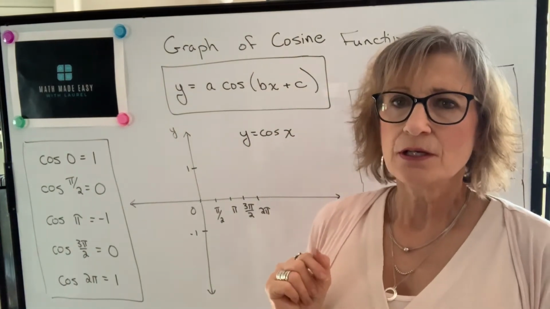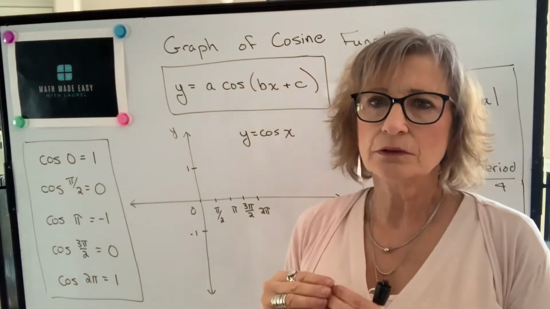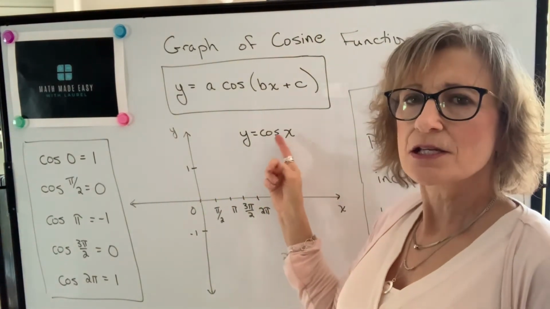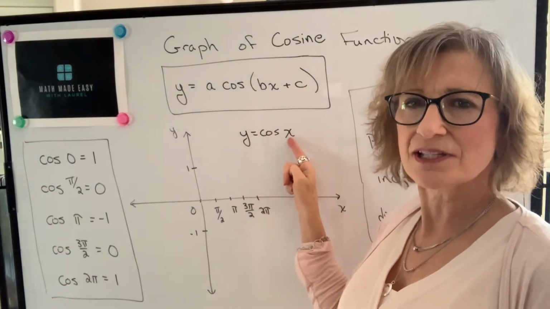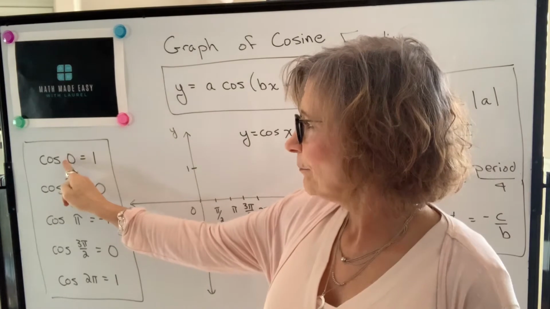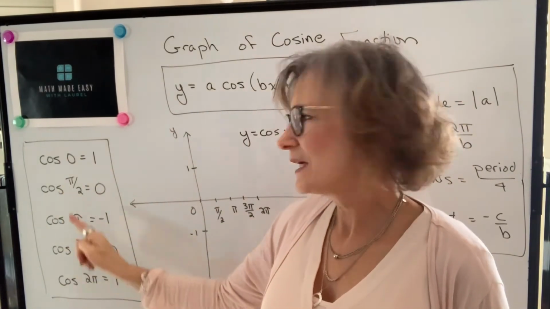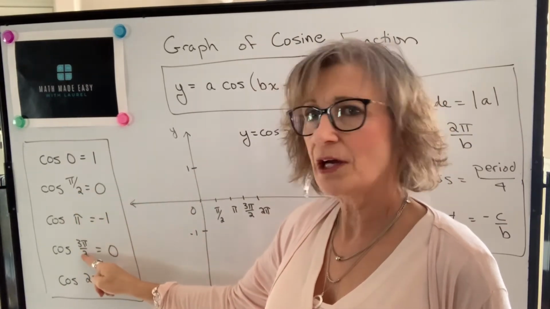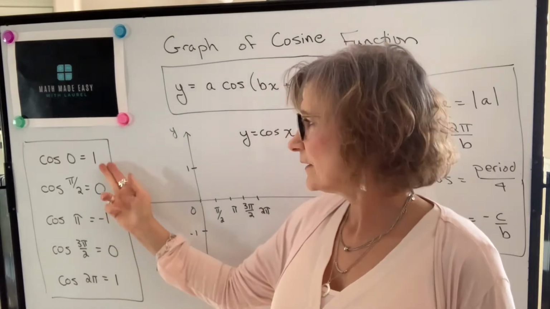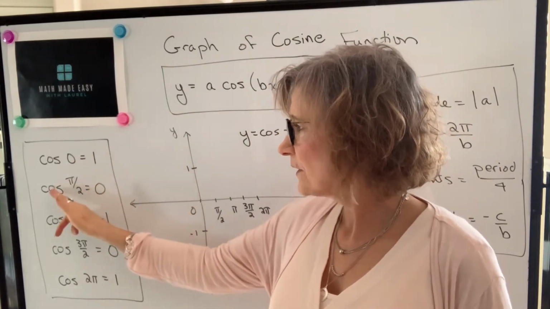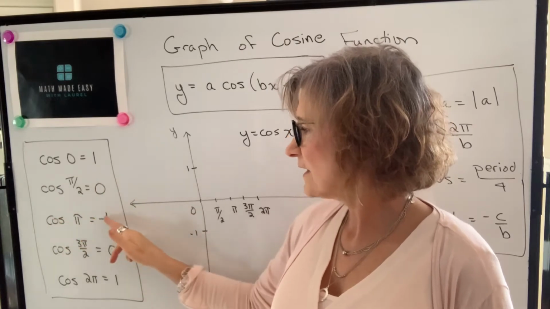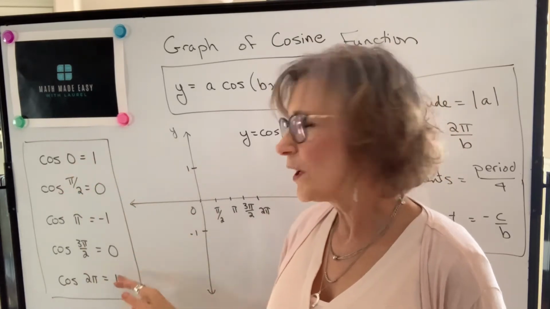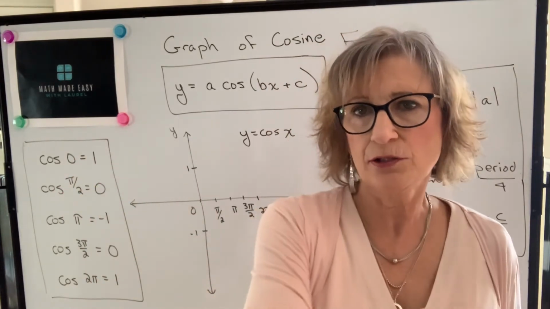Each of these letters will be a transformation on our basic graph of y equals cos x. So let's take a look at what y equals cos x looks like first. If I look at my 5 key x values, starting at 0, pi over 2, pi, 3 pi over 2, and 2 pi, I get the following values. The cos of 0 is 1, cos of pi over 2 is 0, cos of pi is negative 1, cos of 3 pi over 2 is 0, cos of 2 pi, which is the same as 0, is 1, and then we repeat those values.